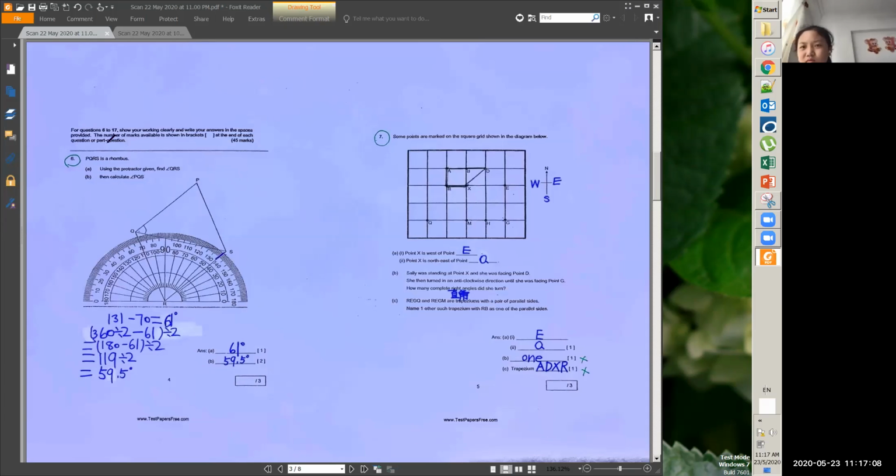Okay, so what is this? It says PQRS is a rhombus. Using the protractor given, find angle QRS. Where's QRS? So which is this? Here, right? Yes. So what you need to do is you just need to read the angle. Over here, or you can also do it this way. You can actually measure this angle first.